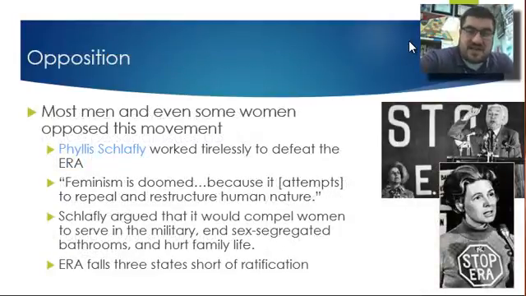Opposition to the women's movement. Some people weren't for this, and you would think they were all men, but some of them were even women. Phyllis Schlafly works tirelessly to defeat the Equal Rights Amendment, and her quote is, "Feminism is doomed because it attempts to repeal and restructure human nature."